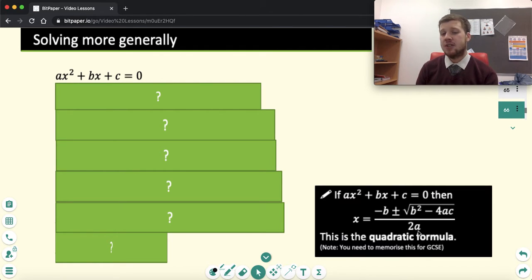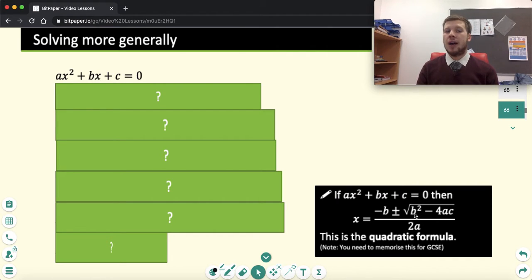So I'd like you to pause the video now just so you can write down everything in this black box here. Okay, and I'm just going to show you where this comes from, but you don't need to remember this, you don't need to memorize it at all. You just need to know what this formula is.